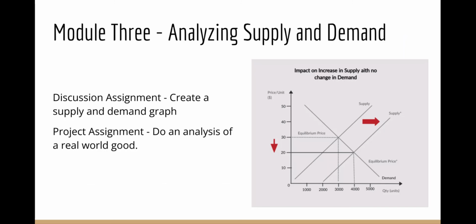Overall, the discussions from modules 1, 2, and 3 count for 25%. The quiz is 25%. And finally, a project where they do an analysis of a real world good is 50%.